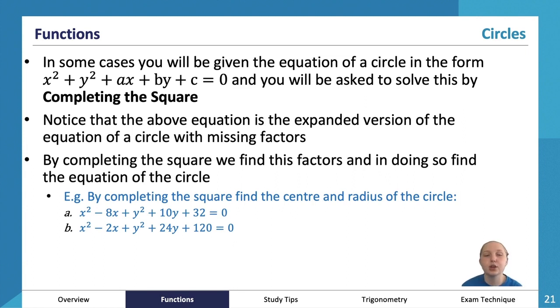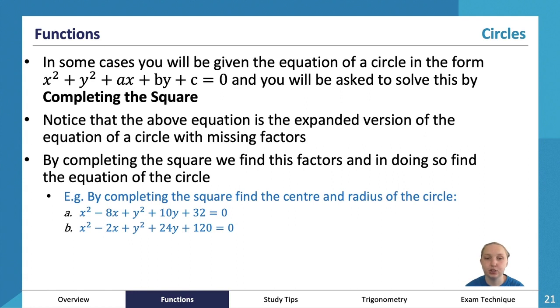The way that you're going to recognize this is because it'll be in your exam as x squared plus y squared. There may or may not be ax and by, but there will always definitely be x squared and y squared. And that's how you'll recognize that you've got the expanded version of the equation of a circle, and you're going to need to complete the square in order to find it. So that equation, x squared plus y squared plus ax plus by plus c, is essentially just the expanded version of the equation of a circle with a few of your factors missing, which is essentially what you're trying to create with completing the square.